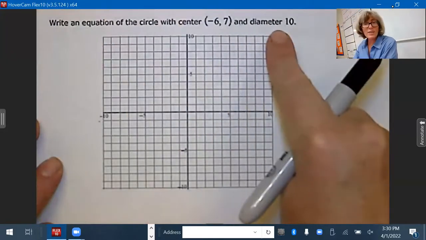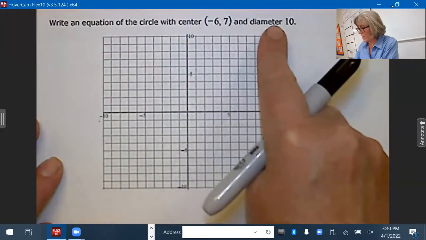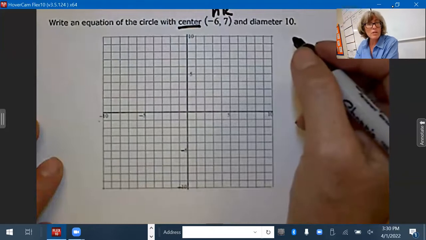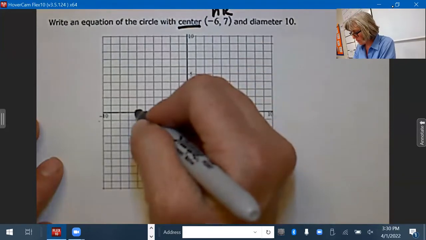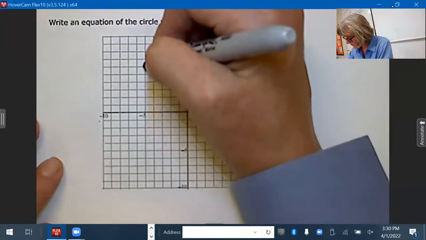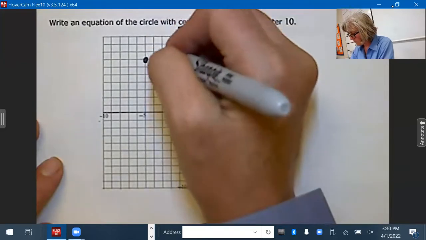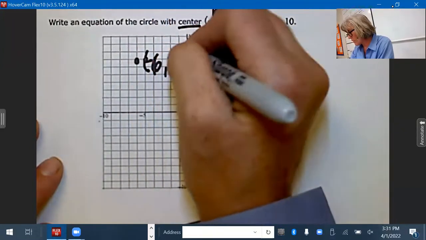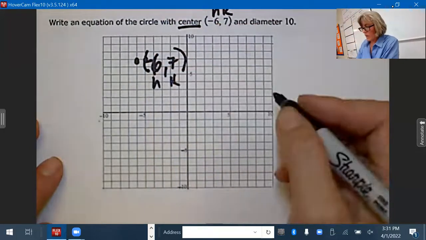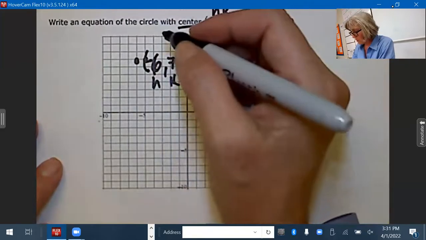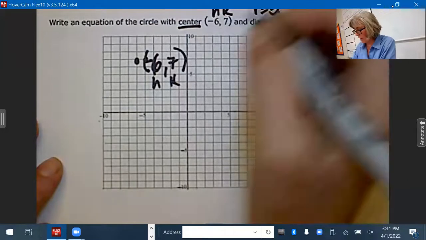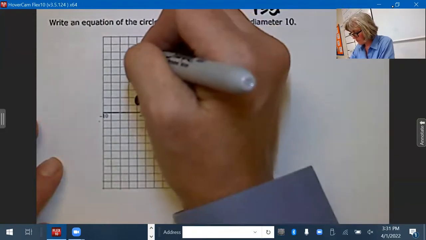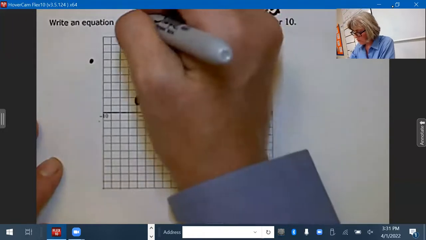We're going to write an equation of a circle with a center at -6, 7, and a diameter of 10. So HK is our center. So we at least graph that. -6, +7. That's your HK. Our diameter is 10 units. So that means our radius is 5. So your circle is going to look something like this.